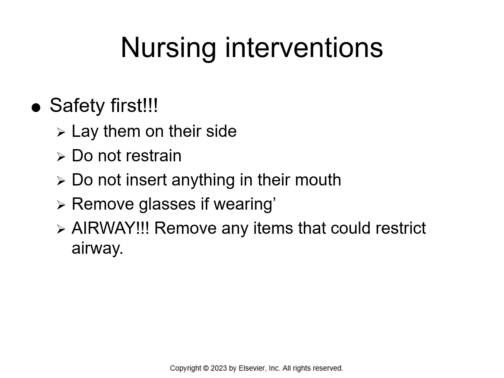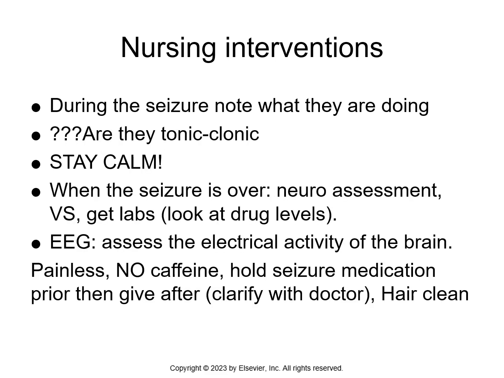Airway, always. ABCs. Remove any items that could restrict their airway. If they have clothing on or jewelry on, anything that could hurt or restrict them from being able to breathe, we need to remove that. So if they've got a really tight outfit, people wear different things, get it off of them so that they can breathe and not have any issues with their airway or breathing.